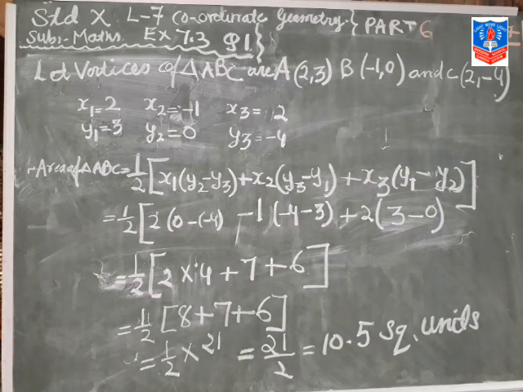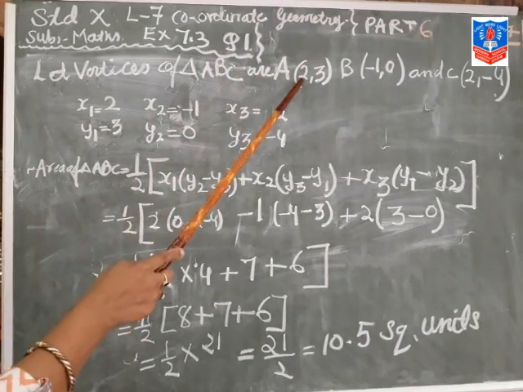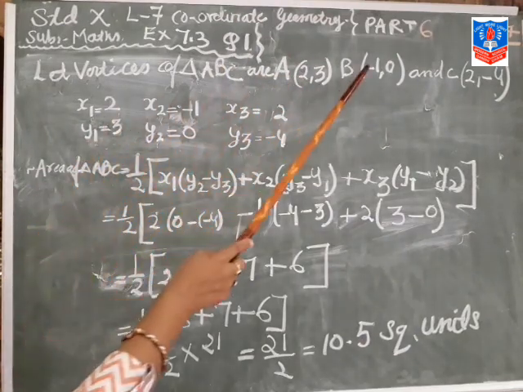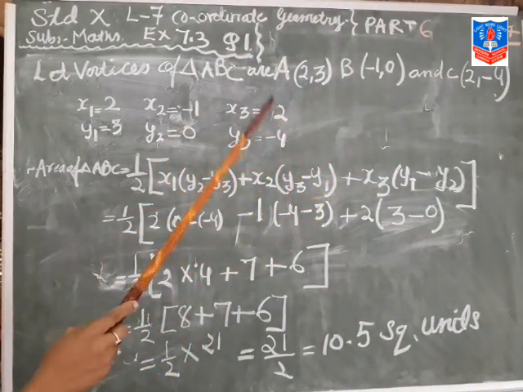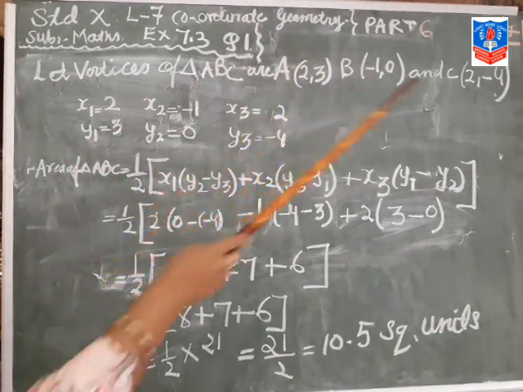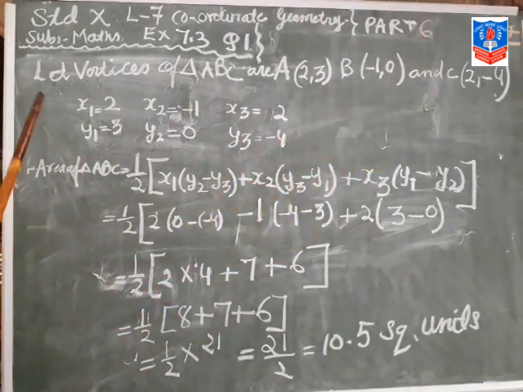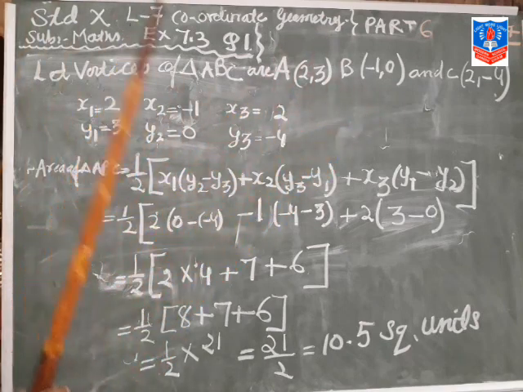All formulas. Find the area of a triangle whose vertices are A(2, 3), B(-1, 0) and C(2, -4). So we will write: let the vertices of triangle ABC be x1 = 2, x2 = -1, x3 = 2, and y1 = 3, y2 = 0, y3 = -4. Clear? First of all, we finish this statement.